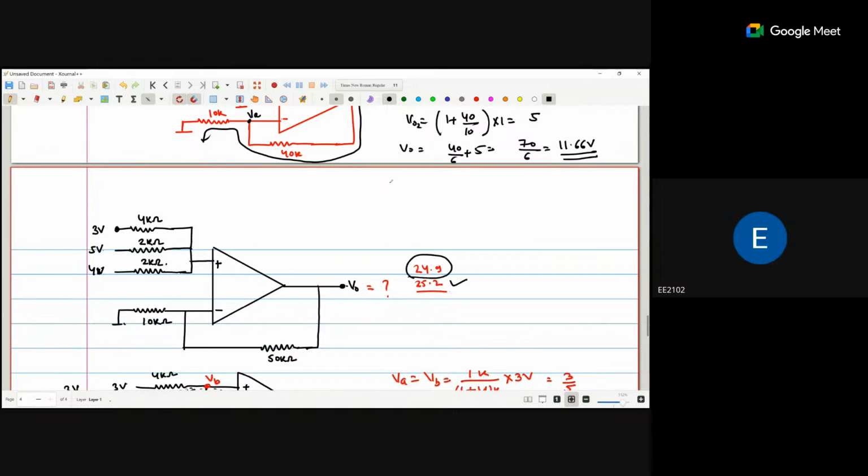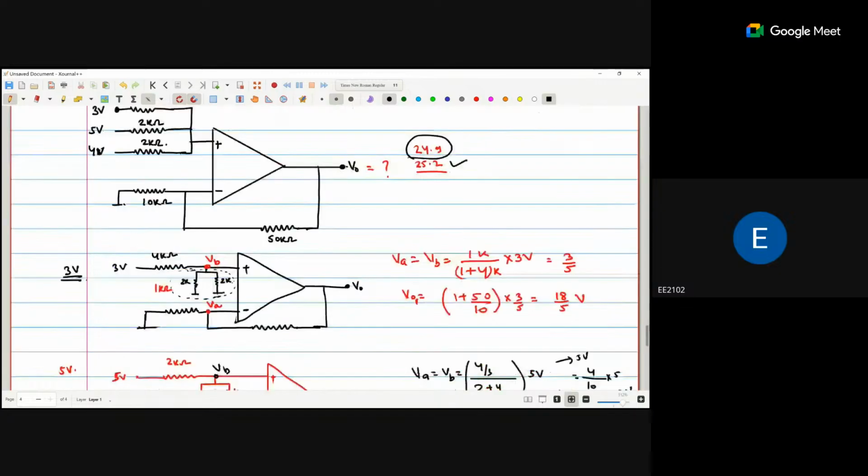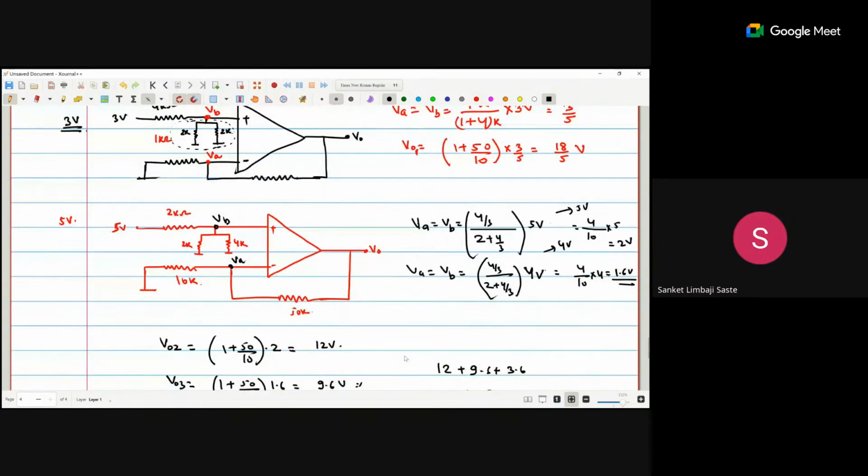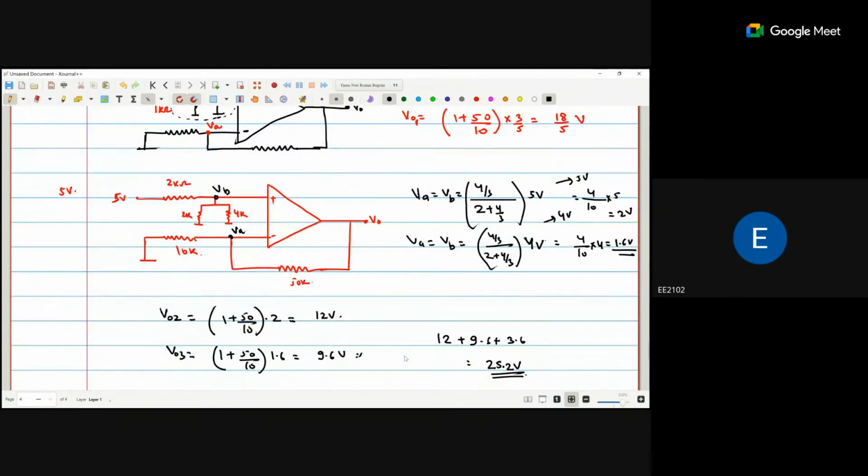24.9. What is the mistake you are doing? Sir, I am converting into decimal, sir. 4 by 3, I approximate it as 1.33. Yes, sir. 10 by 3, I approximate it as 3.33, 3.33 volt. Okay.